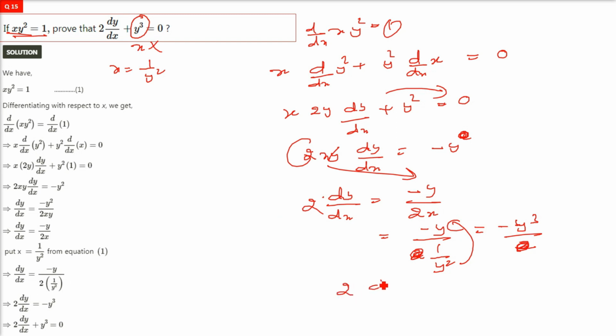Now negative y³ on the left hand side, when we bring it, it is going to be positive y³. So 2 dy/dx plus y³ is equal to 0. That is the final answer.